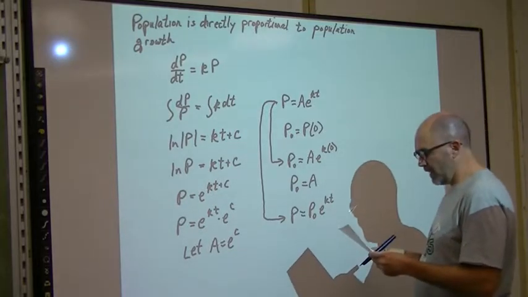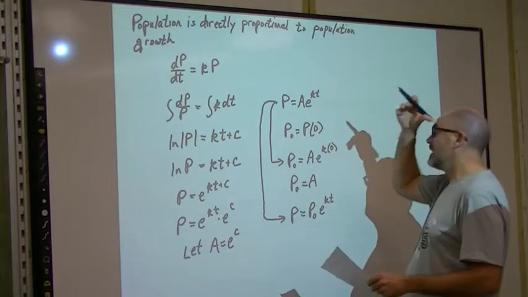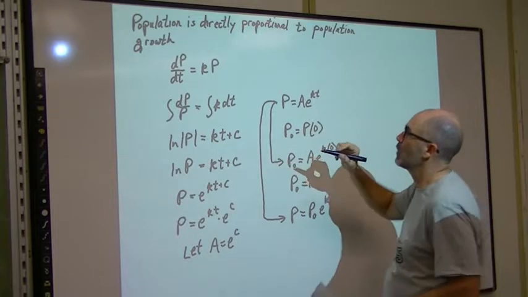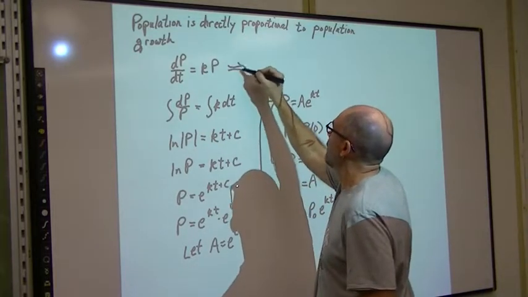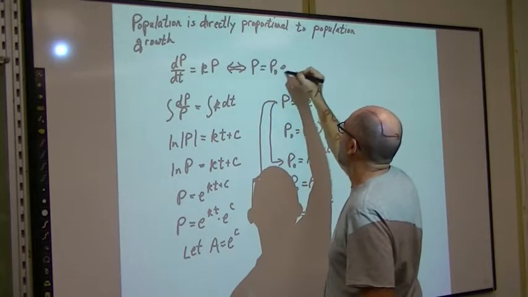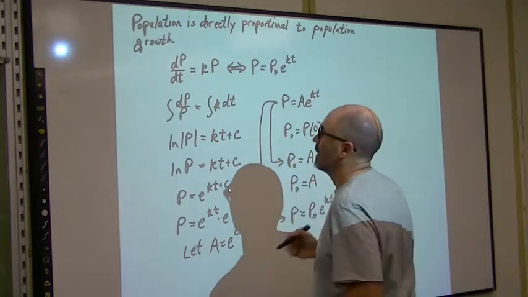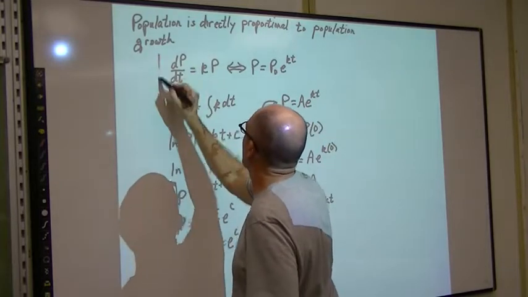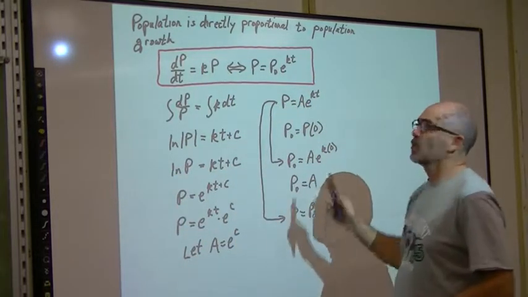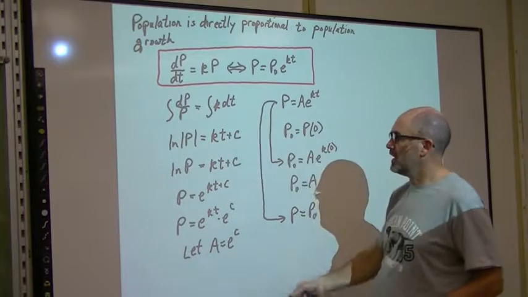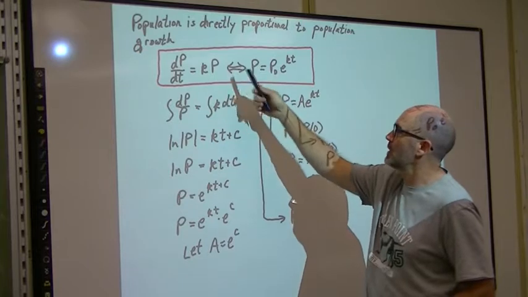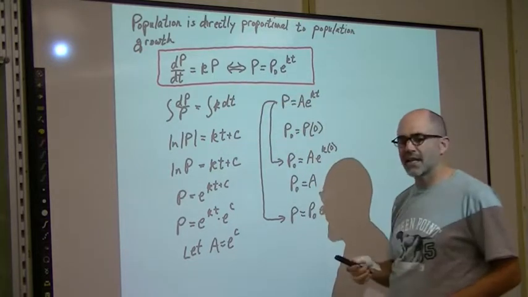All right, so that's what I want you to see then. Anytime you see that population growth is directly proportional to population, then you can automatically say that P equals P sub 0 e to the kt. So there is a relationship that we don't need to derive every single time. As soon as you realize that dP/dt equals kP, then P equals P sub 0 e to the kt.